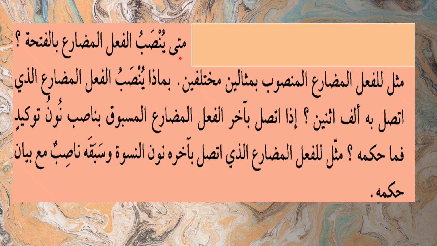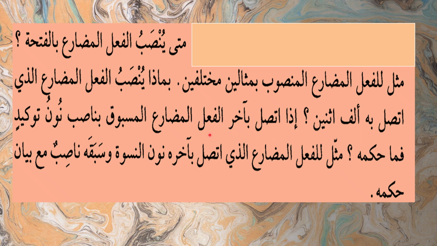Let's see. متى ينصب الفعل المضارع بالفتحة? When do you make a فعل مضارع منصوب بالفتحة? This is the question. Then مثل للفعل المضارع المنصوب بمثالين. Means you need to give two different examples of فعل مضارع that is in منصوب case. بماذا ينصب الفعل المضارع الذي اتصل به ألف الاثنين? When a فعل مضارع is added with ألف الاثنين, the alif of duality, how do you make it منصوب?